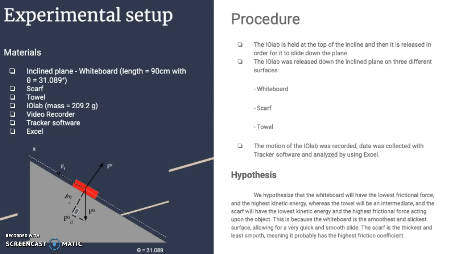We hypothesize that the whiteboard will have the lowest frictional force and the highest kinetic energy, whereas the towel will be intermediate, and the scarf will have the lowest kinetic energy and the highest frictional force acting upon the object. This is because the whiteboard is the smoothest and slickest surface, allowing for a very quick and smooth slide. The scarf is the thickest and least smooth, meaning it probably has the highest friction coefficient.